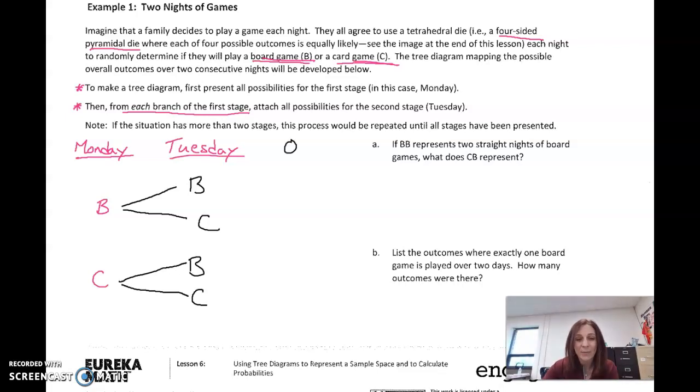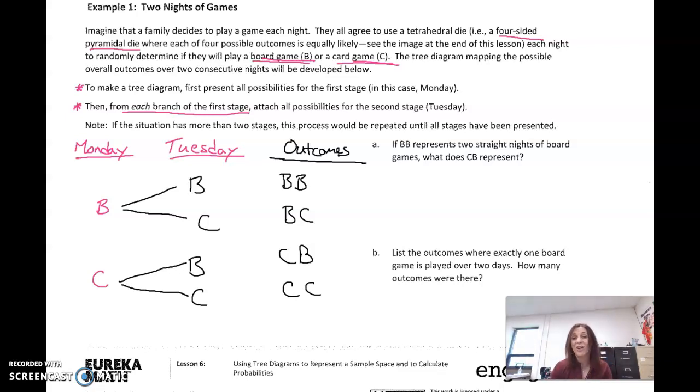Then from there, we can come up with our outcomes, which would be our sample space, right? So our outcomes are we could play a board game and a board game, or a board game and a card game, or a card game and a board game, and a card game and a card game. So the tree diagram gives us a way to organize and list all of our outcomes.